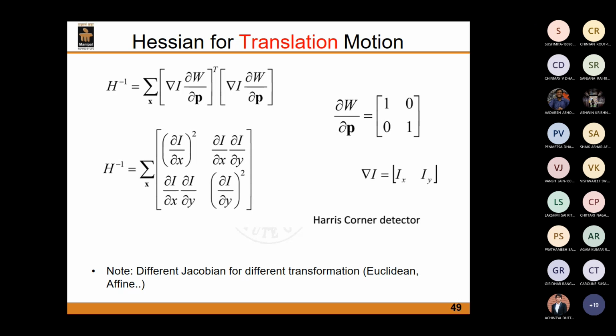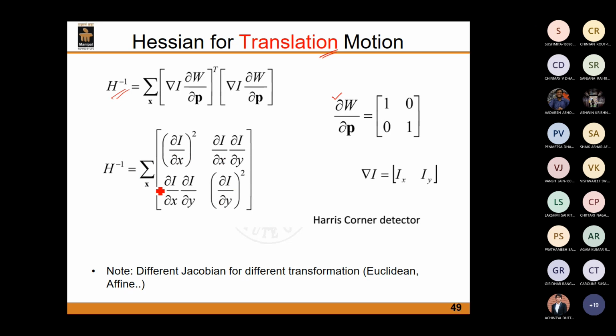Okay, so as an example, let us just assume that the transformation that has occurred is a translation operation. If it is a translation operation, I know that the Jacobian dou W by dou p is given by 1 0 0 1. We've already seen that, right? And del I is equal to Ix and Iy, which is basically the gradient. So I can calculate this H inverse by substituting in this particular formula. When I substitute the Jacobian as well as the gradient of the image, what I get would be this equation.